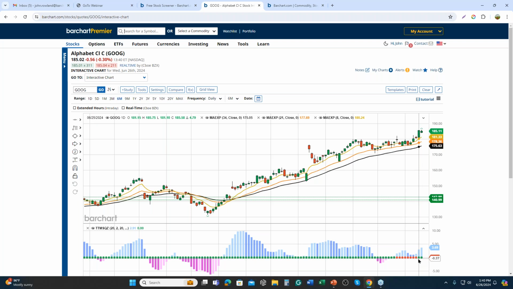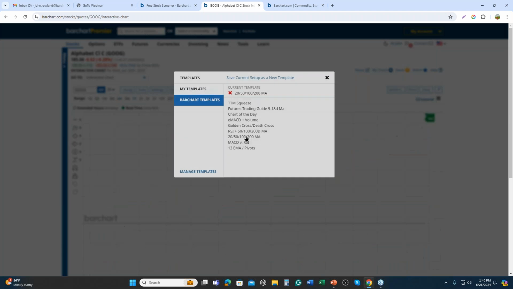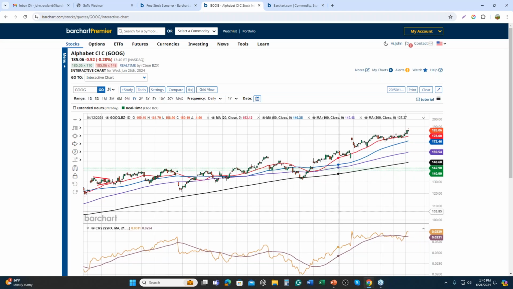But think about how we found the stock. It's making a new 52-week high. It's making a new monthly high, and the moving averages are telling us that we are stacked, or in other words, that our moving averages are on top of each other. And here's our 20, 50, 100, and 200-day moving averages, confirming that we're in an uptrend.